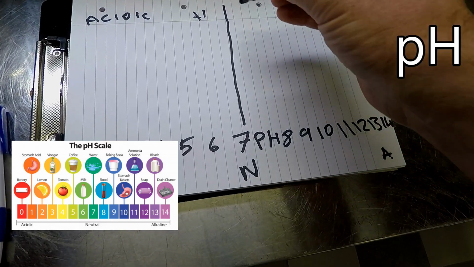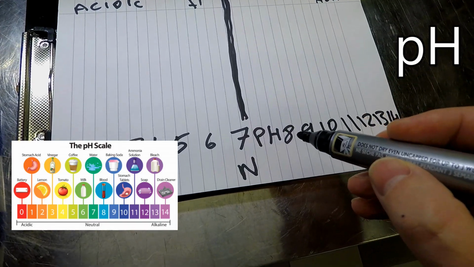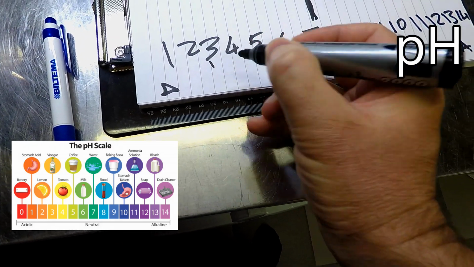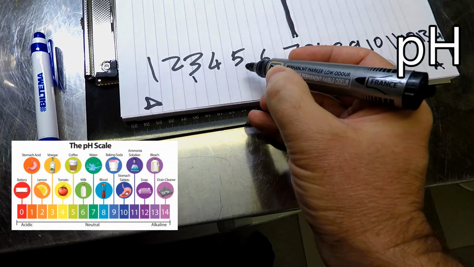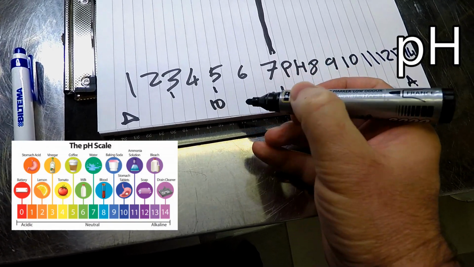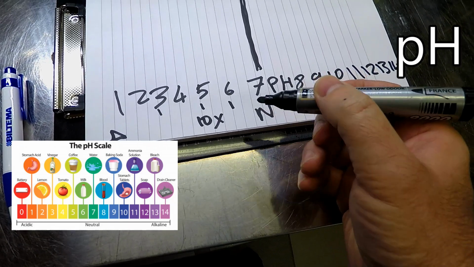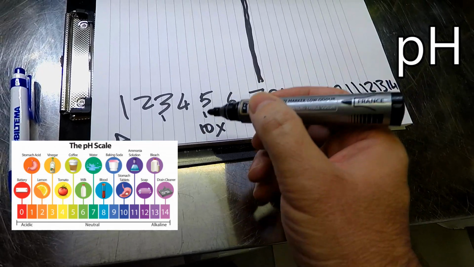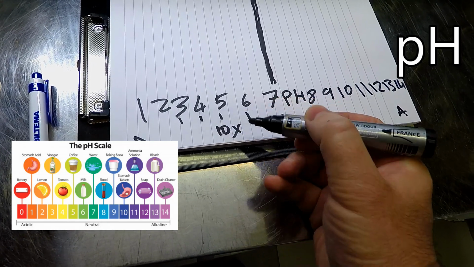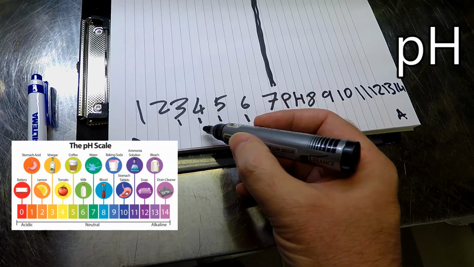So the way this works as well, guys, is pH is logarithmic. And what that means is, a good example would be 5. 5 is 10 times more acidic than 6. And logarithmic means it's like the times table, 10 times 10 times. So then the next one would be 4, which is 10 times more acidic than 5. So that's 10 again.